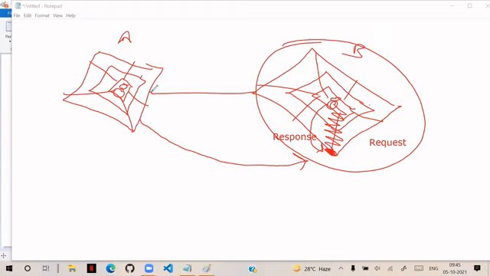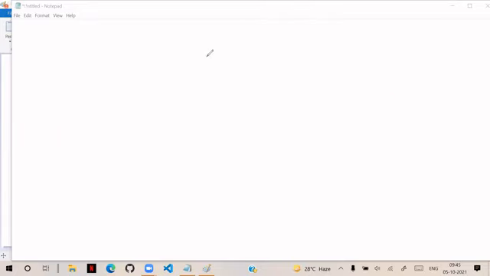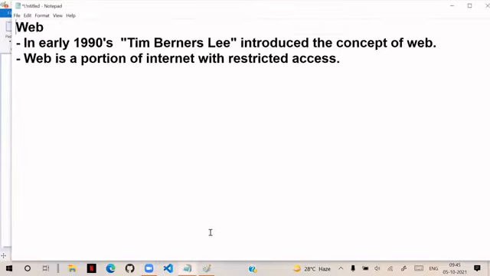Tim Berners-Lee got this idea from a spider web. That's the reason he named this concept web. The entire idea came from a spider web. The concept of web is to provide restricted access. That means web is technically a portion of the internet.